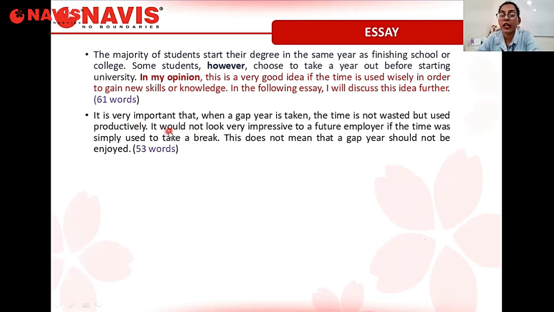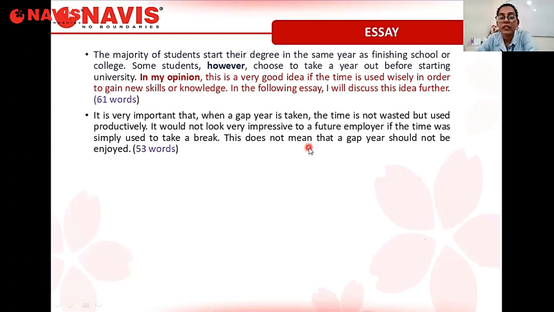How means that why is the reason, right? So the future employer will not be impressed if you just write in the CV, I have wasted this year. Definitely no employer will come, right? So you have to make it impressive in your CV. You have to tell that you have used that gap year for productive use.